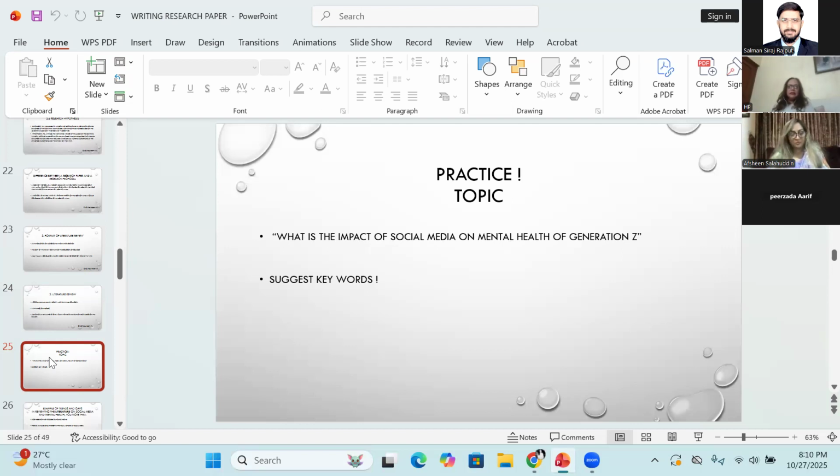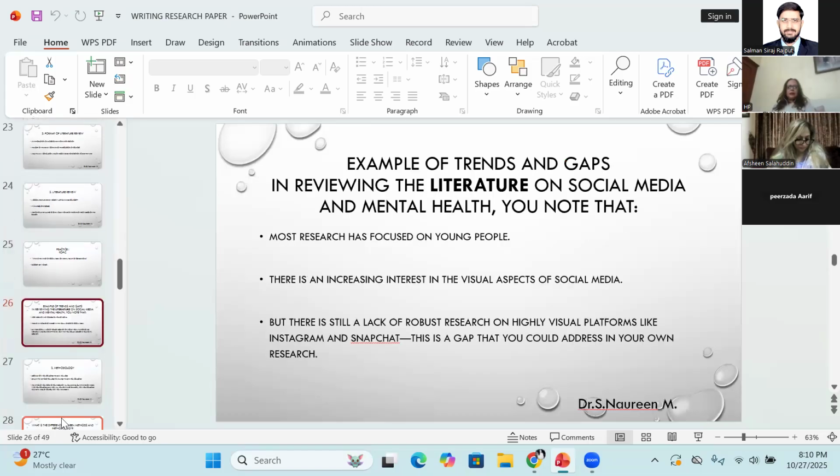And the first thing is that we are going to go for the keywords. Now, this example of trends and gaps interviewing the literature on social media and mental health. Note that. So most researchers, I don't need to actually read through it, but this is just to give you a very good idea, a very clear concept on how you would handle it once it's your turn to write your literature review when you're writing your research paper.